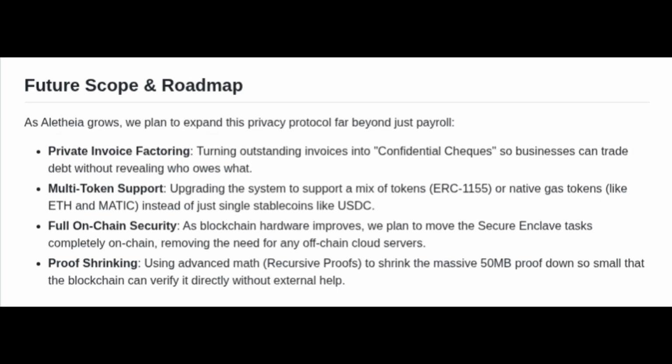And we are not stopping at payroll. Our roadmap expands this privacy protocol into private invoice factoring, multi-token support, and fast recursive proofs, so that we can eventually run the entire verification layer through Chainlink confidential compute.